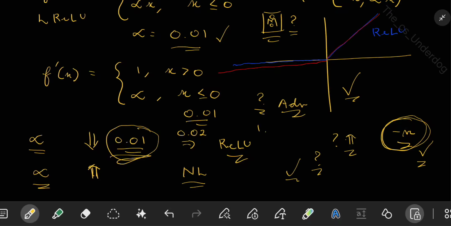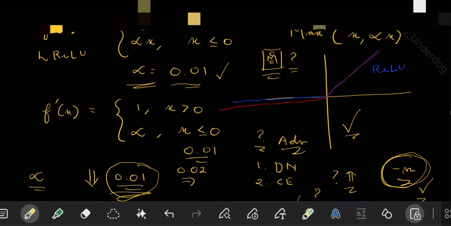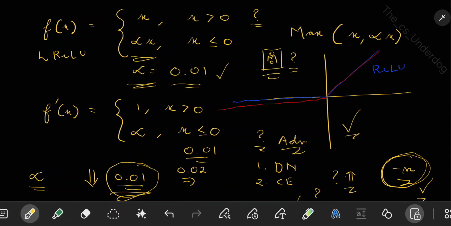First thing is very obvious. It prevents dying neuron problem or the dying ReLU problem. Secondly, like the normal ReLU activation function, it is computationally very efficient because calculating this is very simple. Whenever x is positive, you can simply put the value as x itself. That is very simple. Whenever x is negative, you just have to calculate alpha x, which is also very simple. So the computation is very simple.